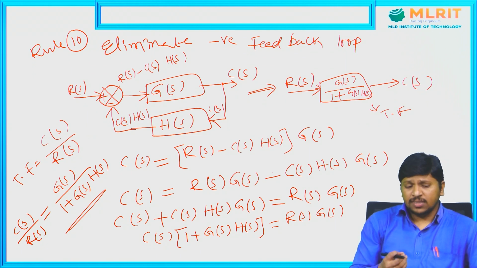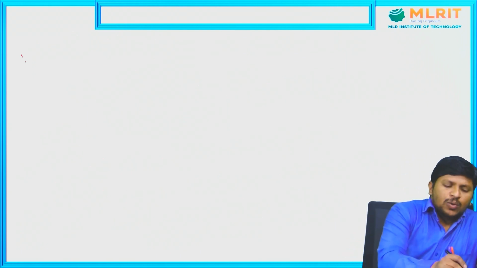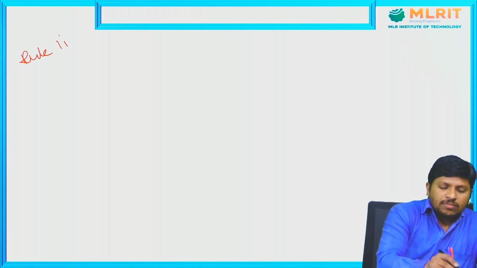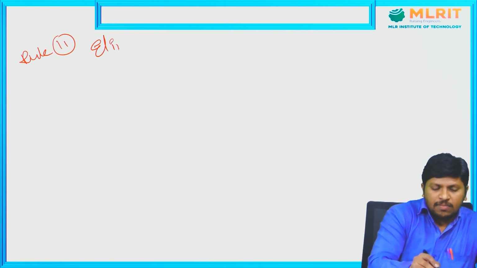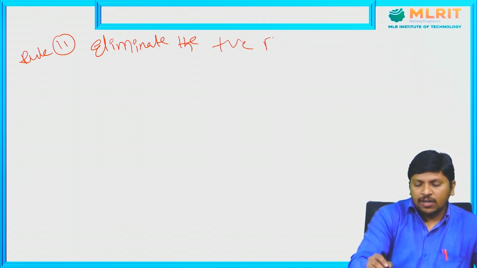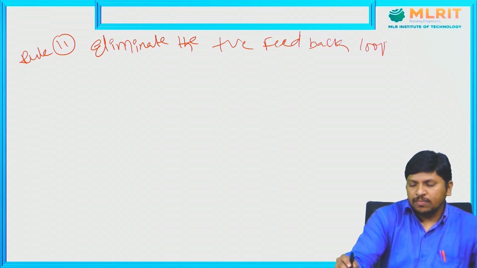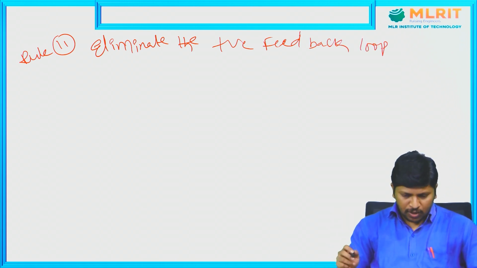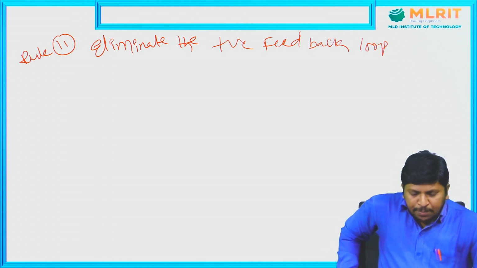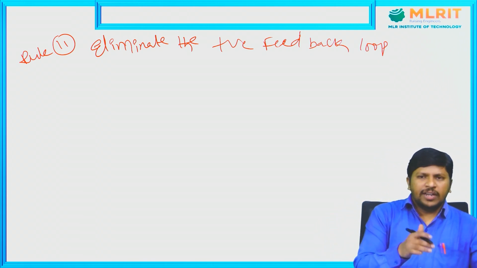Same as the rule 11. Rule 11: eliminate the positive feedback loop. Same process, same applicable for the negative feedback loop.